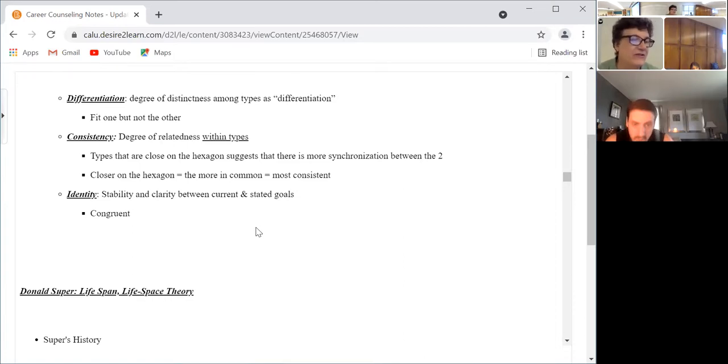Differentiation, the degree of distinctness among types. Fits one but not the other. Consistency, a degree of relatedness within types. How are they alike? You can have synchronization between these. The closer on the hexagon, the more things they have in common, the more consistent they are. Identity, stability and clarity between current and stated goals, congruent.